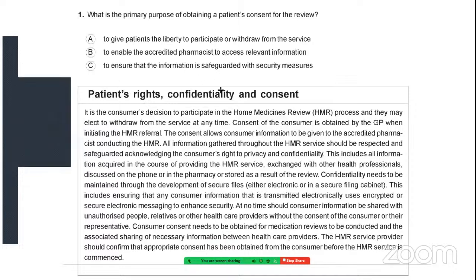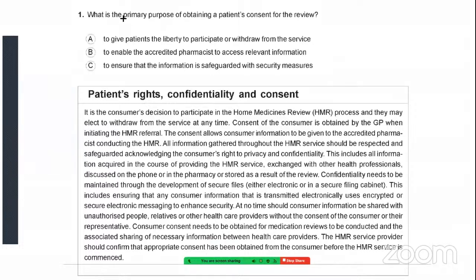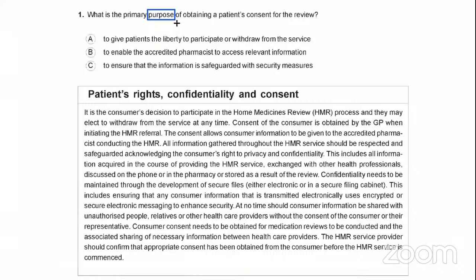Now let us see here. What is the primary purpose? Remember this. Purpose means, write the synonyms. Purpose means, so what are the synonyms that you can take here? Now let us take the words.